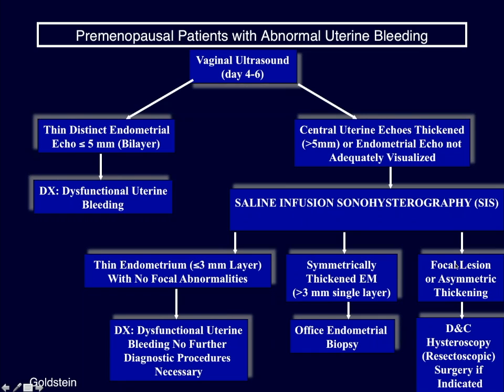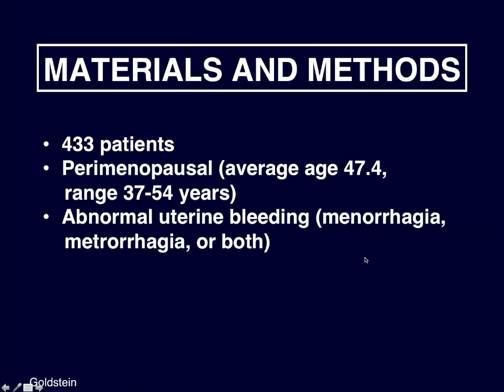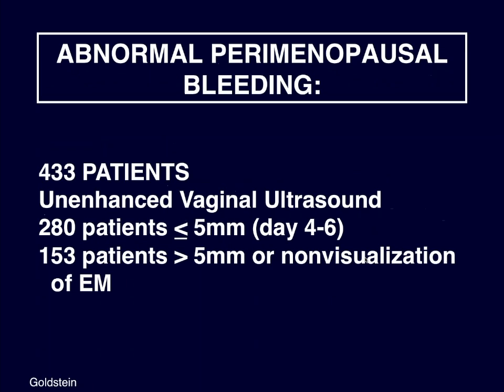But if there was a focal lesion or asymmetric thickening, then we did D&C hysteroscopy and would do this under direct vision. We had 433 patients. They were perimenopausal. The average age was 47. They either had menorrhagia, metrorrhagia, or both, what we now call abnormal uterine bleeding.